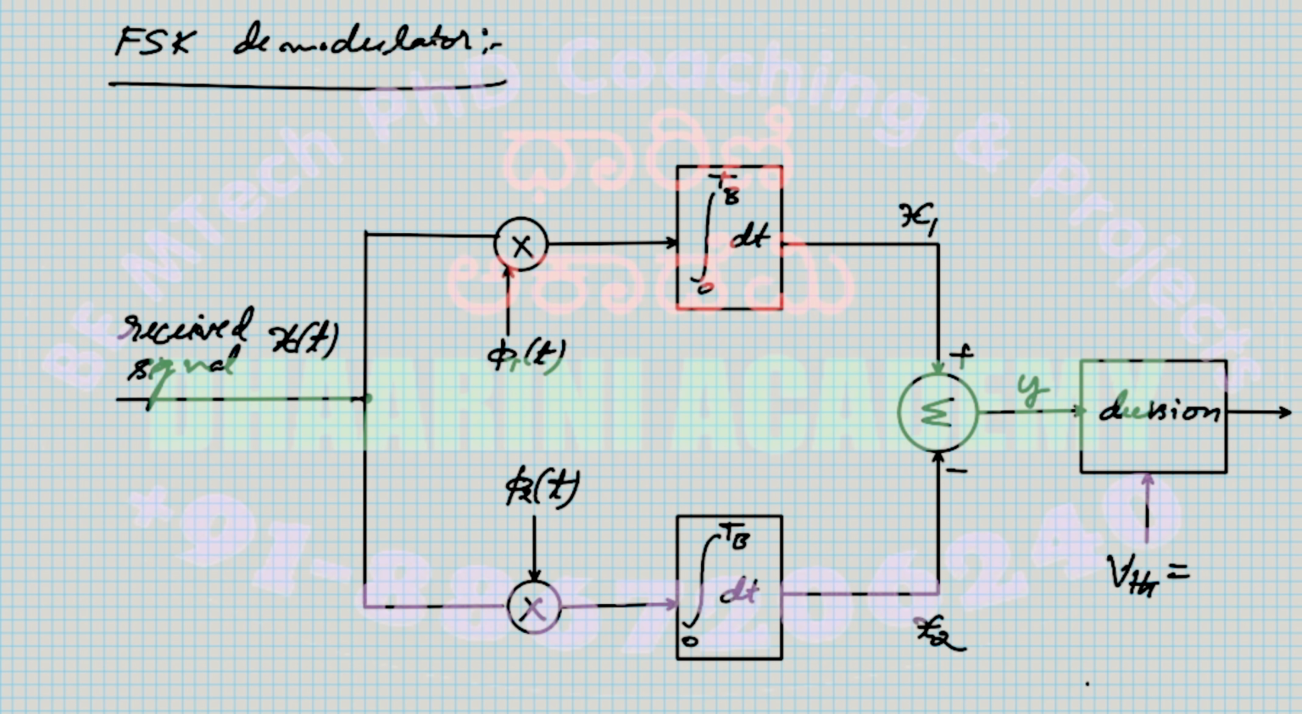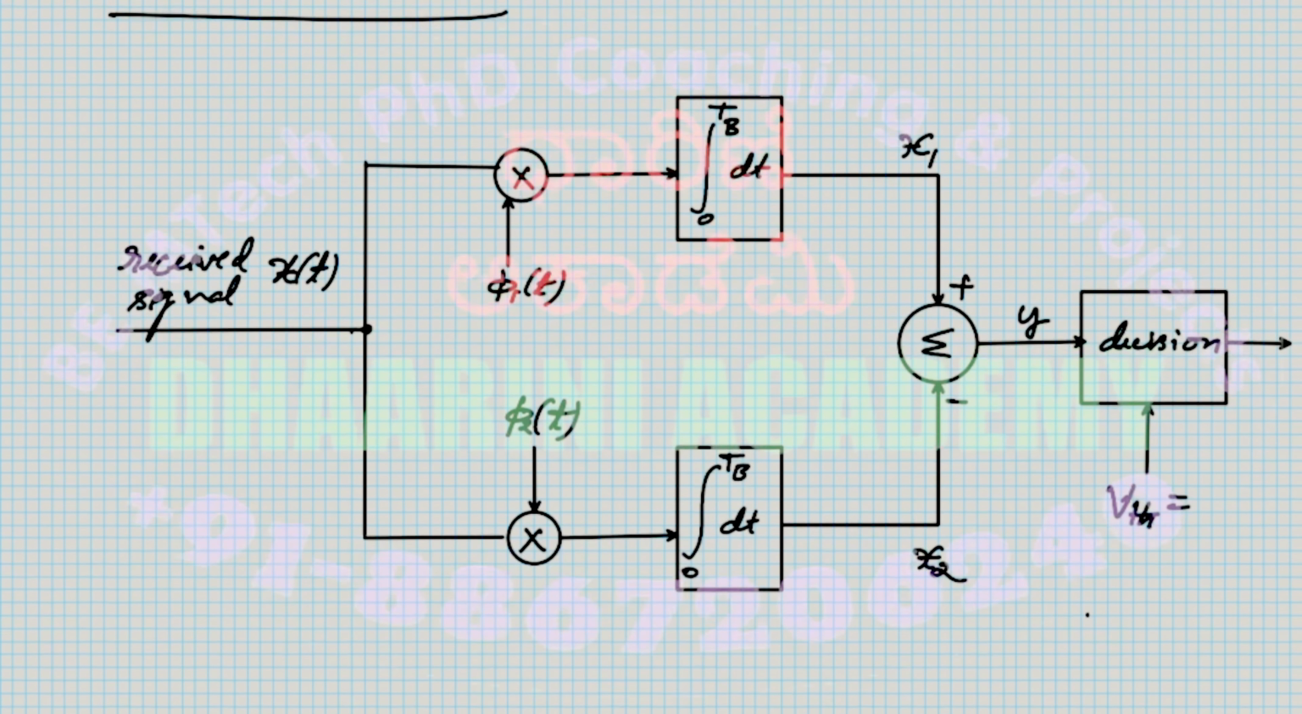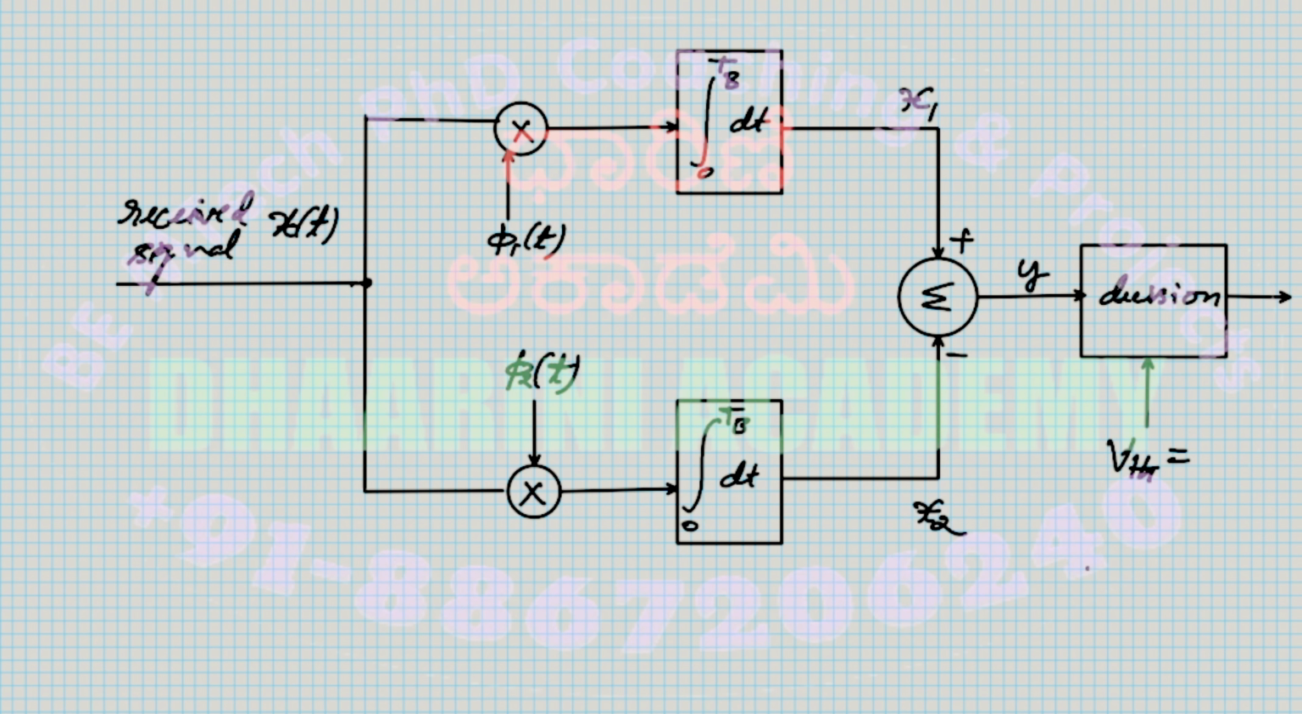What should be the condition on this? Depending on which I can make a decision about whether the received symbol is corresponding to 0 or corresponding to 1. How do you make that? What is the threshold value? What should be the threshold value? Can you guess?